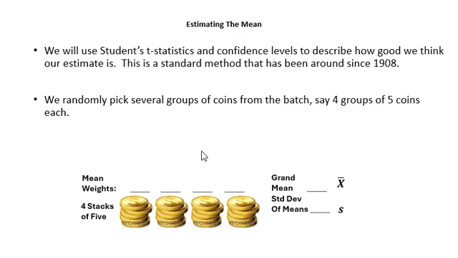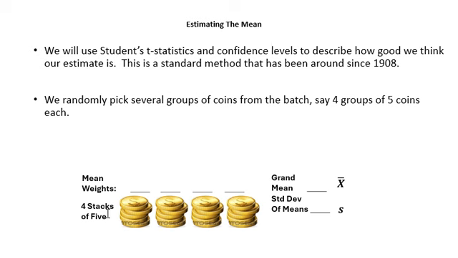So we're going to use the Student's t table, meaning just a table of numbers, and your confidence level to describe how good we think our estimate is. This is a standard method that has been around since 1908. First, we're going to randomly pick several groups of coins from the batch. Here are our samples, say 4 groups, 1, 2, 3, 4, of 5 coins each. We pick them out of that population data. So this is our sample data.